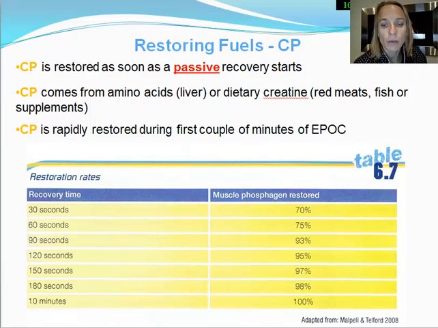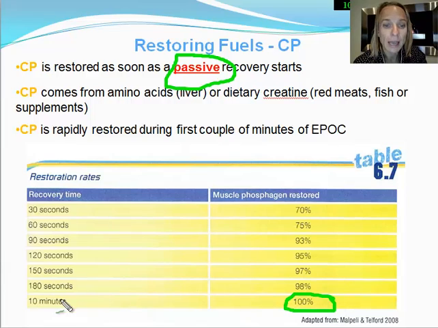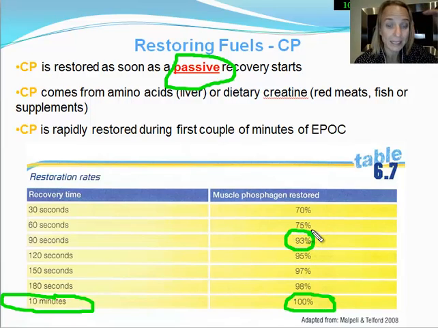So how do we restore PC in order to increase the capacity of that really fast energy system, the ATP-CP system? Well, the best way is to use a passive recovery. So that is being motionless, just standing still. That gives your muscles the best chance to resynthesize PC. And for a full 100% replenishment, it takes around 10 minutes. However, to get 93% up to full PC stores, we're looking at about 90 seconds.